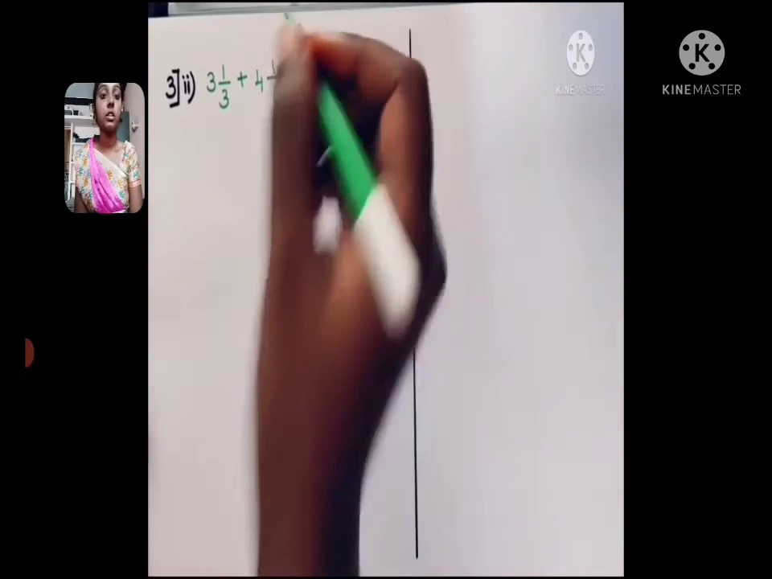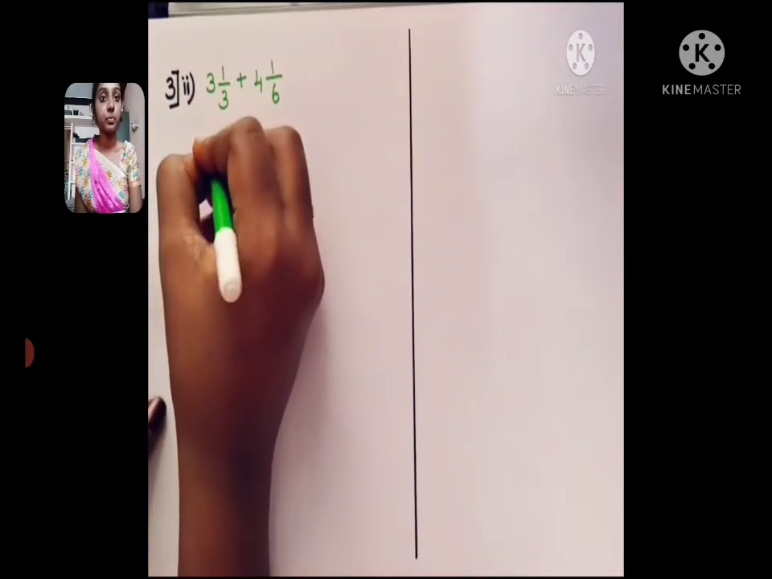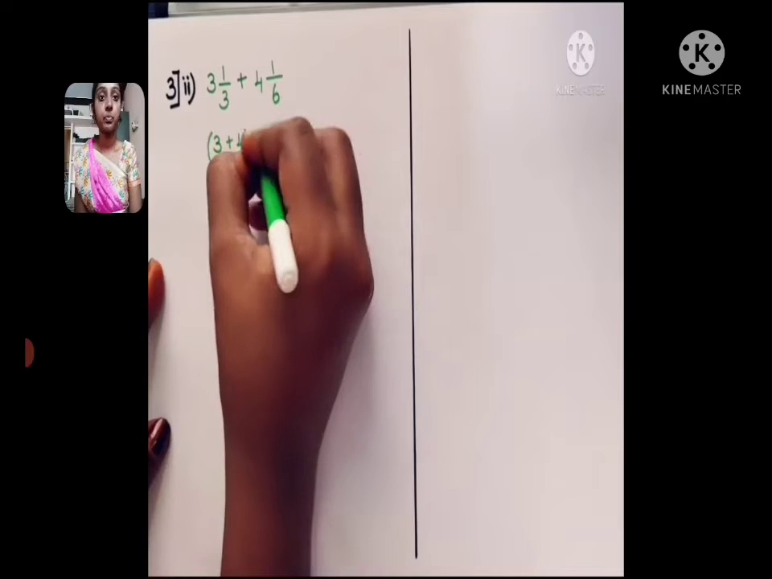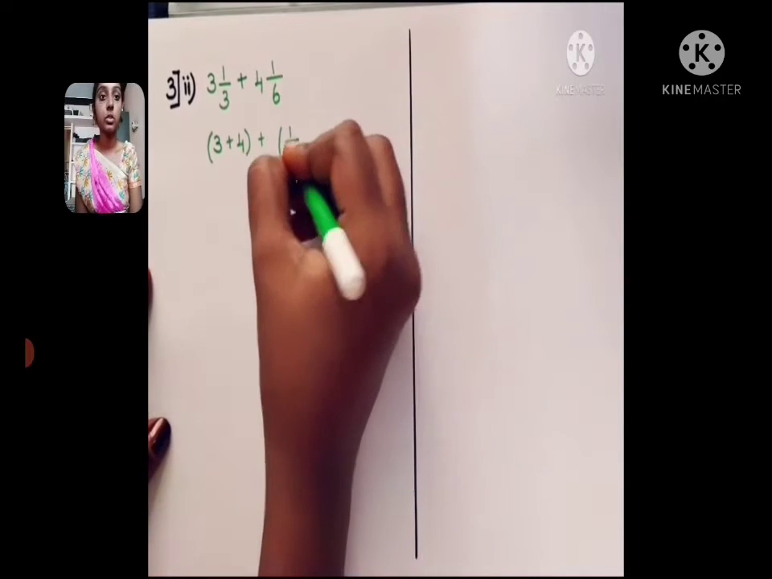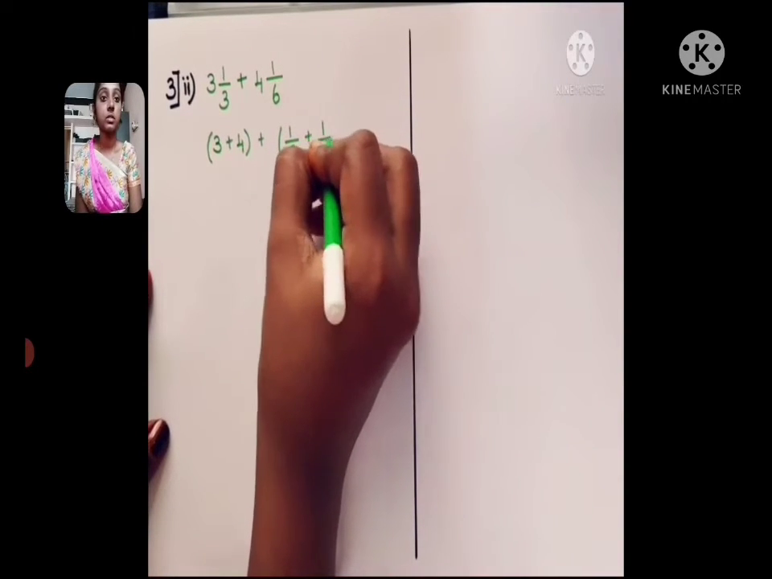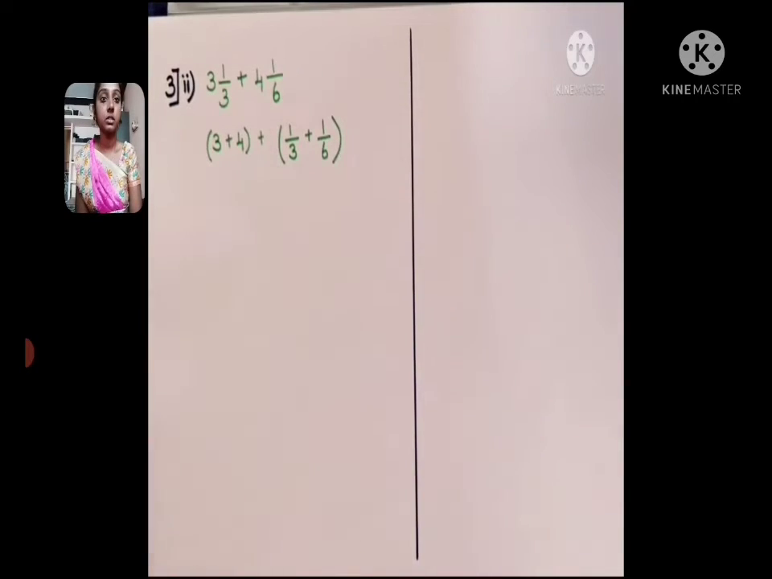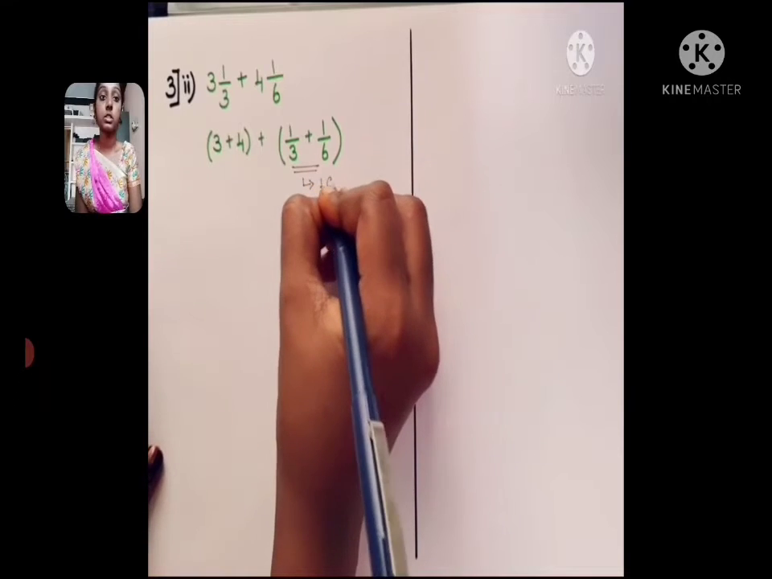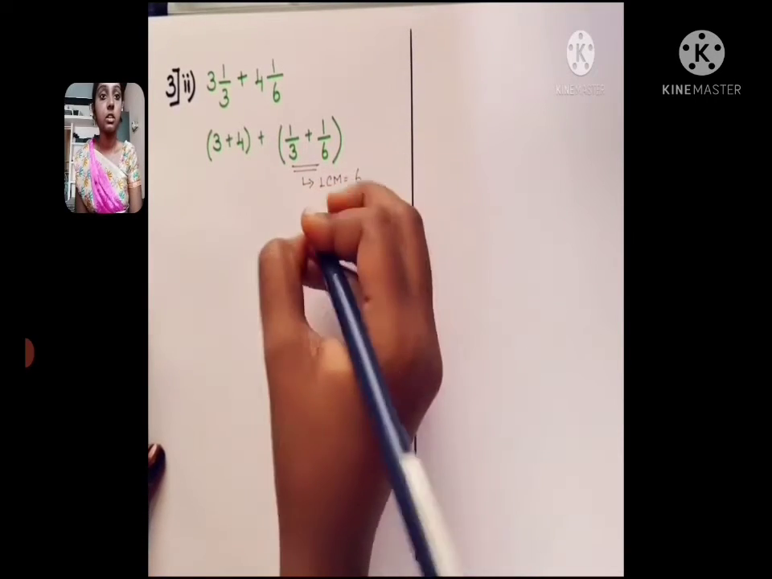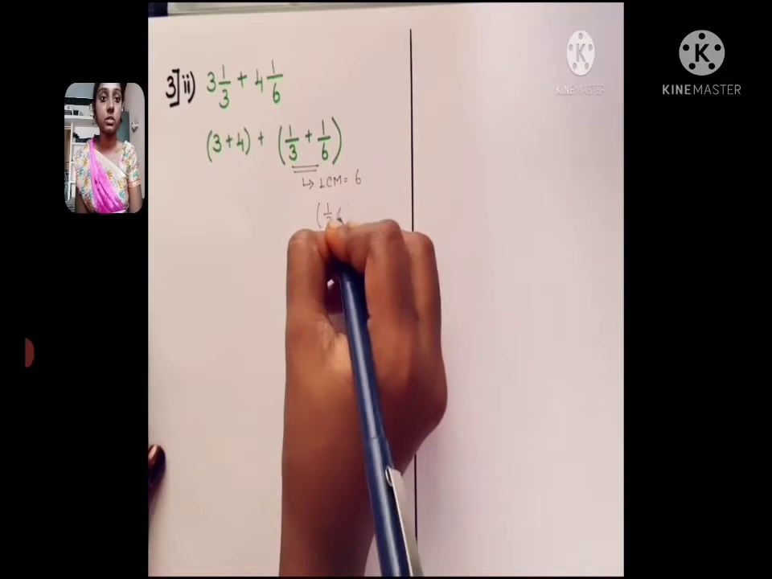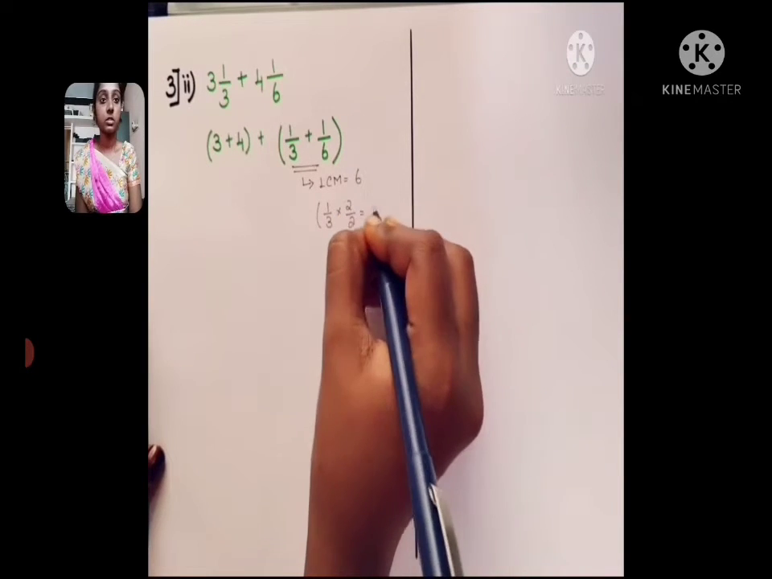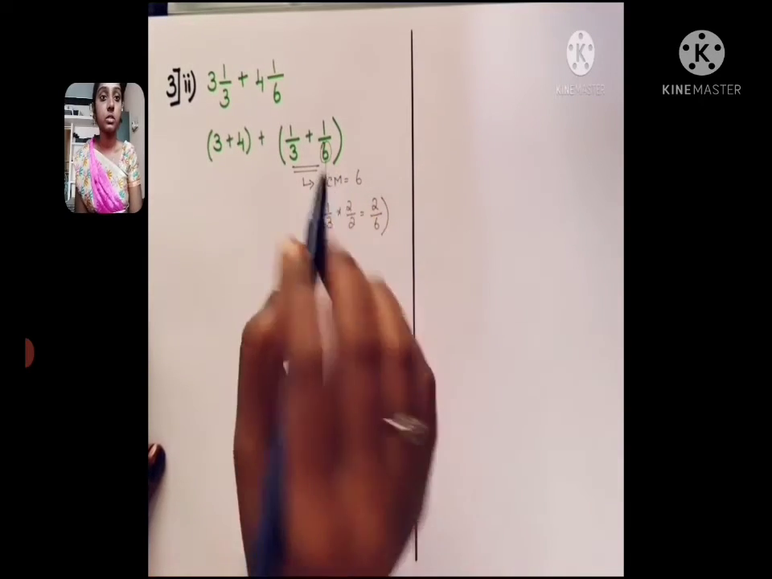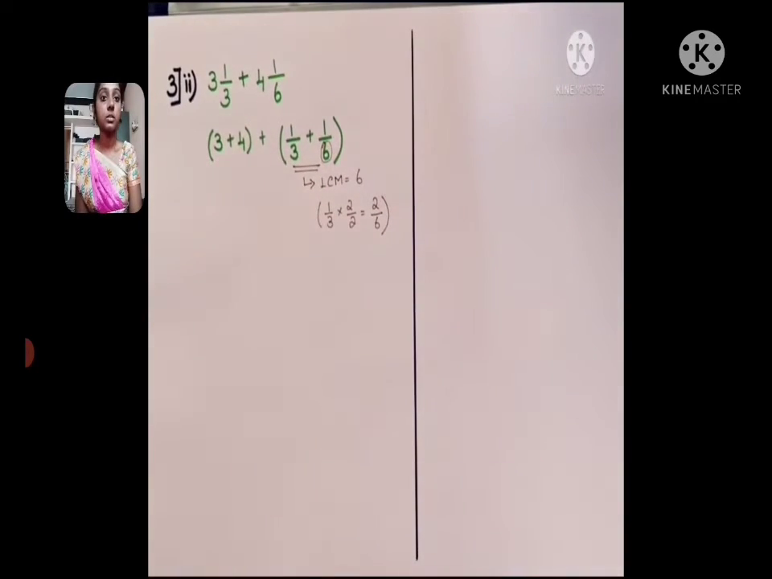Now let us move on to the exercise problem, the second subdivision of the third problem. We have 3 1 by 3 plus 4 1 by 6. Now let us add the whole numbers separately and the proper fractions separately. That is 3 plus 4 plus 1 by 3 plus 1 by 6. The LCM of 1 by 3 and 1 by 6 is 6. Finding an equivalent fraction for 1 by 3, we get 2 by 6. And 1 by 6 already has a denominator 6, so we can keep it as such.